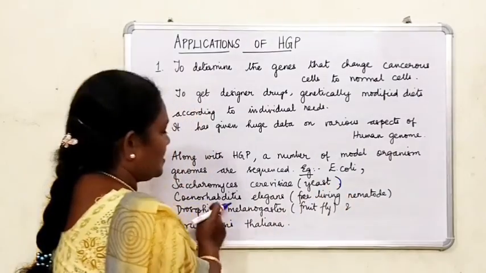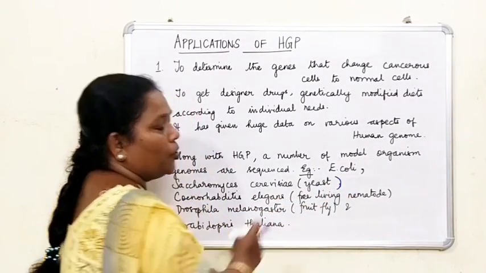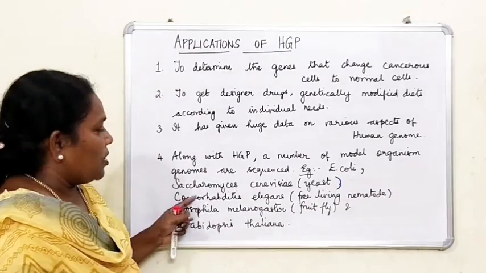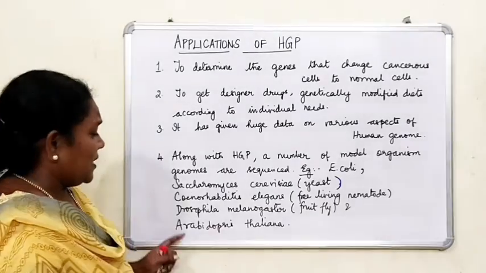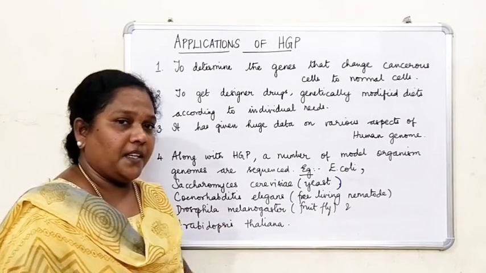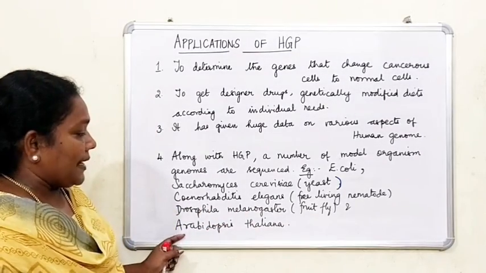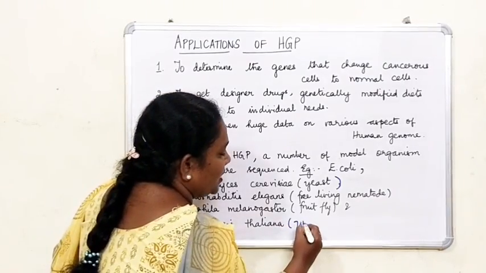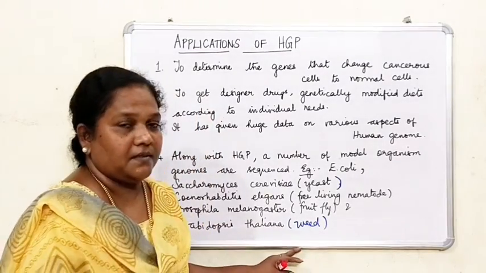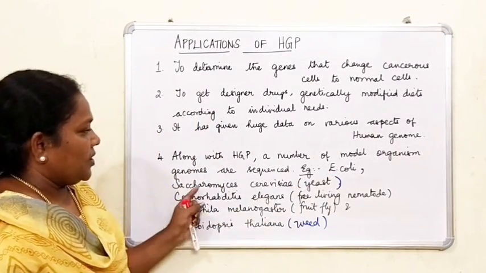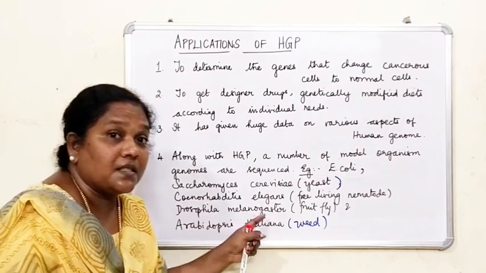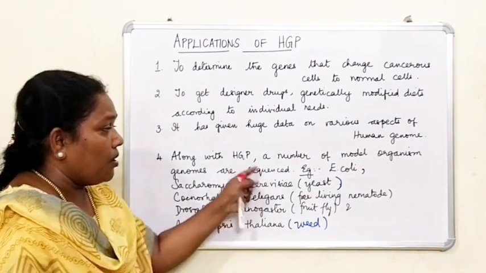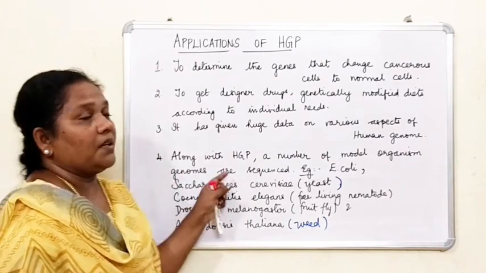So what is this Caenorhabditis elegans? It is a free living nematode. Nemathelminthes. Helminth is a worm. Caenorhabditis elegans. The next one is Drosophila melanogaster. It is a fruit fly. And the last one is Arabidopsis thaliana. It is a weed which has a short life cycle. So in E. coli, Saccharomyces cerevisiae, Caenorhabditis elegans, Drosophila melanogaster, Arabidopsis thaliana, in all these organisms also, the genomes are being sequenced.